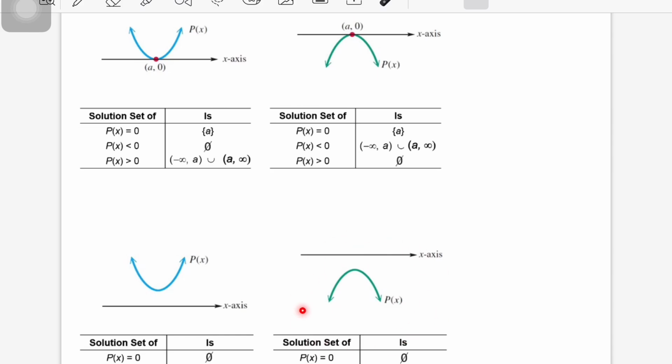And similarly for this guy, we know that when p of x is equal to 0, we get the empty set because there's nothing intersecting our x-axis here. And again, we know that when p of x is less than 0, this is going to be all real numbers because our outputs are all below our x-axis. So these are all negative output values. And on the other hand, whenever our quadratic equation is greater than 0, we're going to get the empty set, since it will never be above our x-axis here.